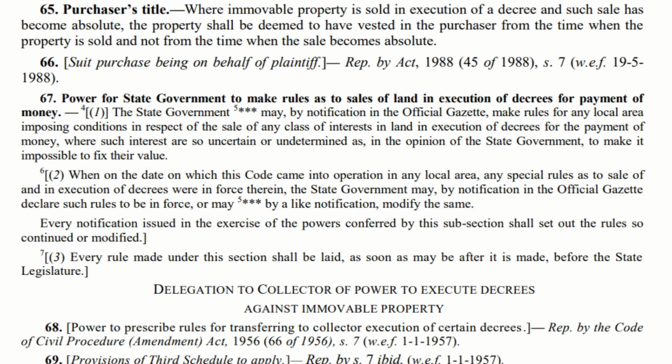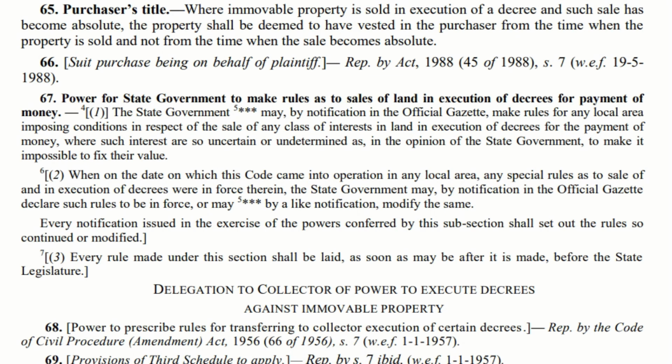Now let us move to 67 subsection 2. When this particular code, that is the Civil Procedure Code, came into operation in any local area, from that day onwards, the new notification will apply. Let me try to explain this with an example. Today, the date is say 1/1/2023. So the Civil Procedure Code is coming into operation on 1/1/2023. This is not the exact date. I am trying to make you understand it.